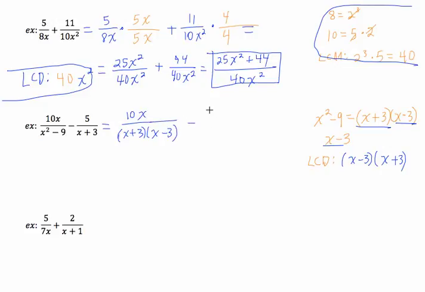And on the second fraction, though, we only have 5 times x plus 3. So we need to multiply it by something over itself to get this in the denominator. And what it has is an x plus 3, so what it needs is an x minus 3. So we'll multiply this one by x minus 3 over x minus 3. And now let's multiply that through.